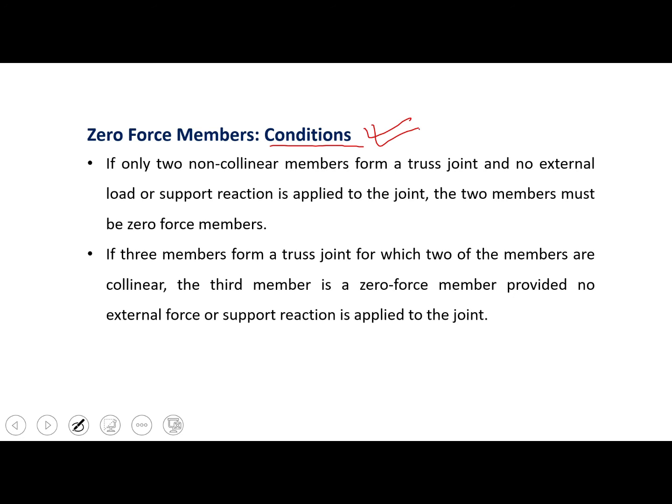So suppose there are two members like this which are not collinear and there is no force acting at their particular joint, then we can say that these two members are the zero force members.